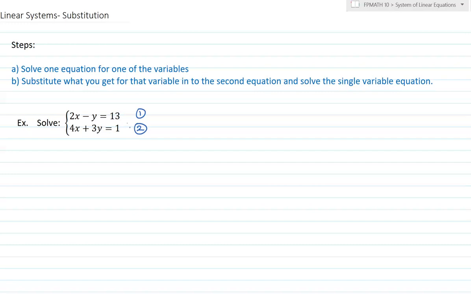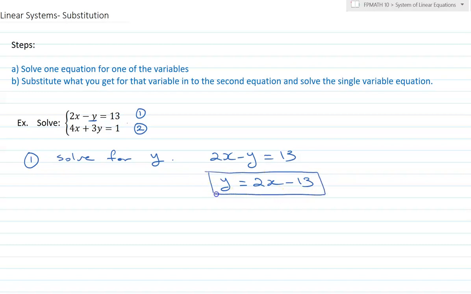So for equation 1, it seems that y doesn't have any coefficient in front, that is -1. What I mean by that is there's no 3 or 4, or other numbers that create fractions. So -1 is very clean. So I'm going to use equation 1 and solve the equation for y. Okay, so what does it look like? 2x minus y equals 13. So when you solve for y, you get y equals 2x minus 13. And I trust that you can go ahead and do this on your own.